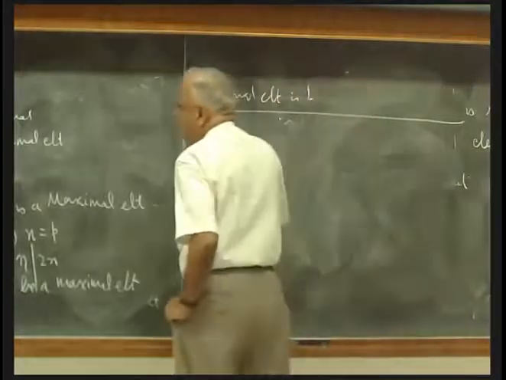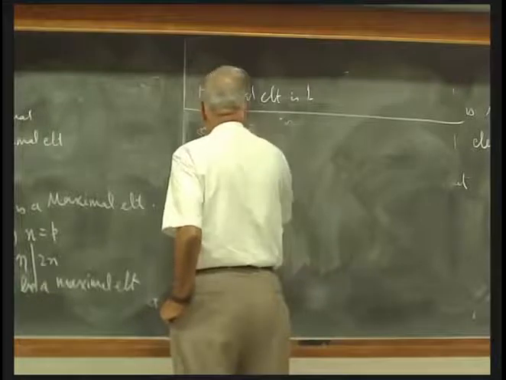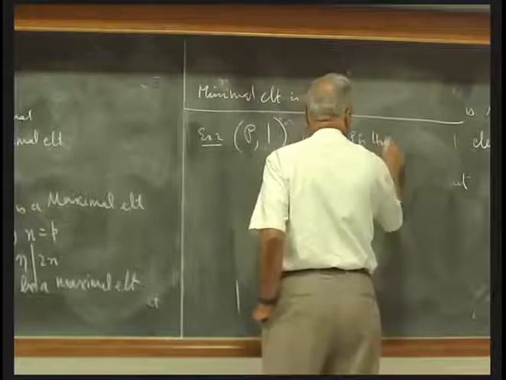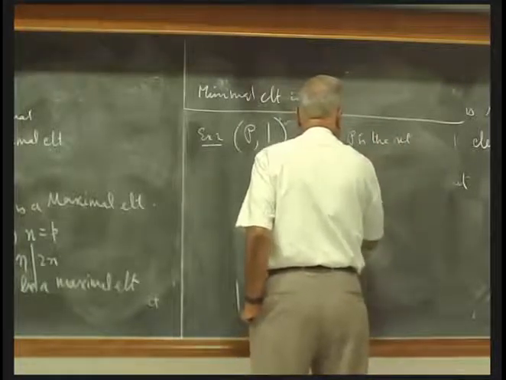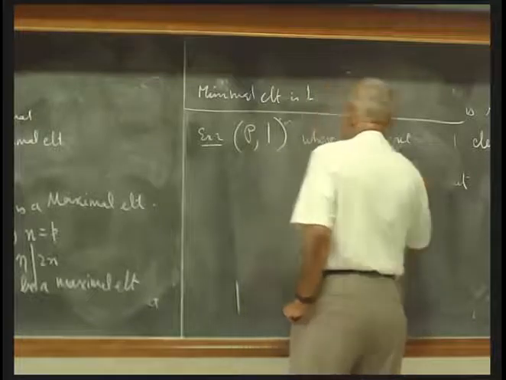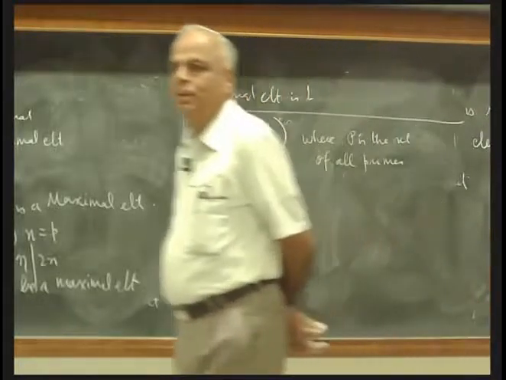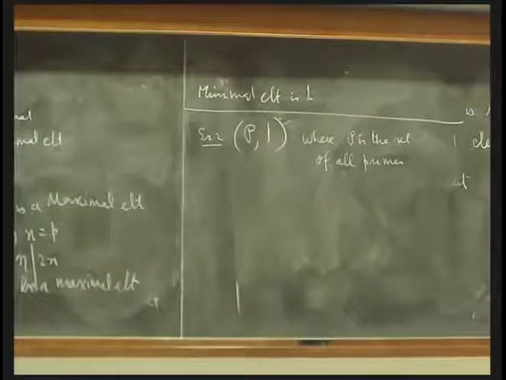Let me give you example 2, where P is the set of all prime numbers. Now what about maximal element? If this fellow divides P, a prime number will always divide twice that, thrice that, and so on and so forth. So again, no maximal element. What about minimal element?